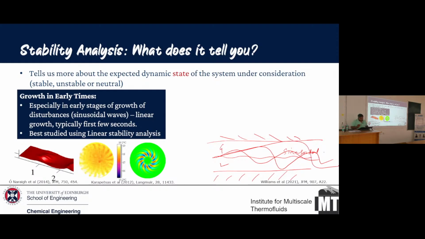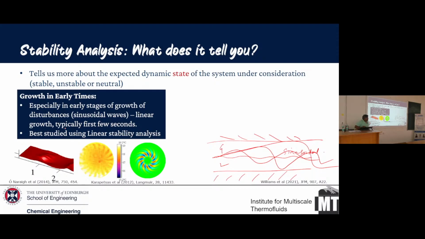Okay, so this is what we call, this is at later times. So at early times, we can say that the disturbance is still a bit sinusoidal. Okay, and usually when we do stability analysis, we look at the early growth, because if you understand how your waves grow in early stages, you can predict what is happening at the later stages. Okay, so early growth, this is called a linear stability analysis.